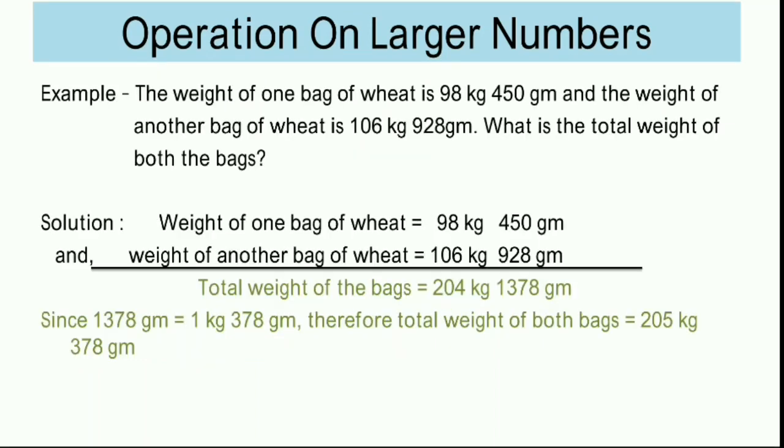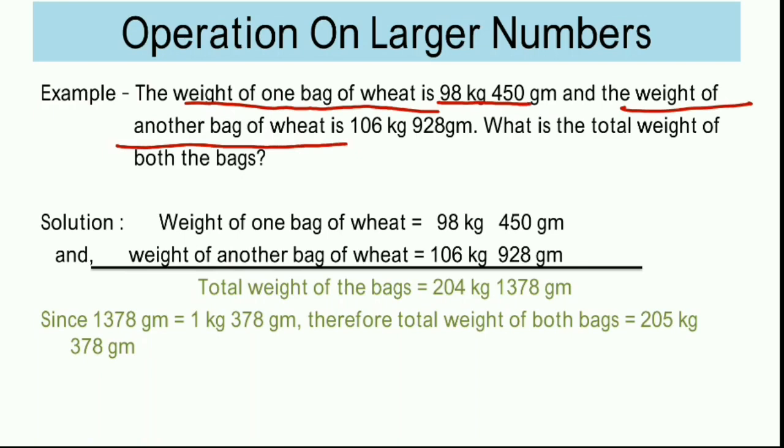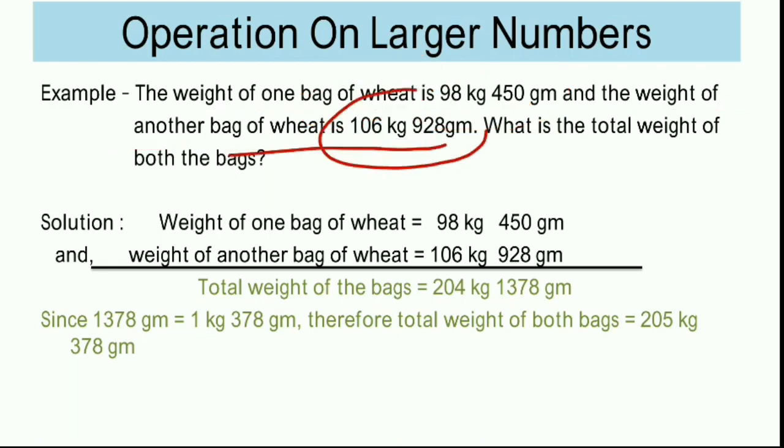Now we will talk about example 2. Example 2 says that the weight of one bag of wheat is 98 kg 450 gram, and the weight of another bag of wheat is 106 kg 928 gram. It means there are 2 bags of wheat. In the first bag 98 kg 450 gram of wheat is there, and in the second bag 106 kg 928 gram of wheat is there.